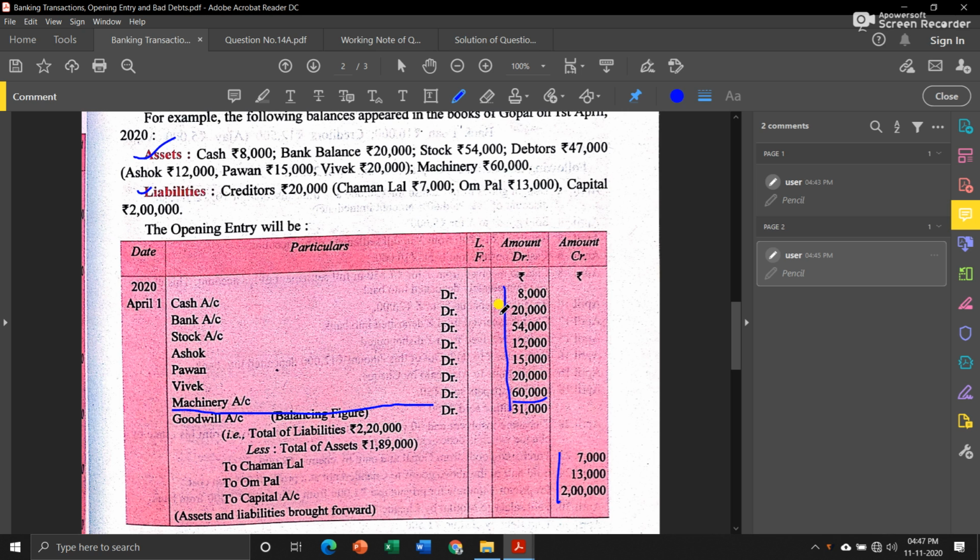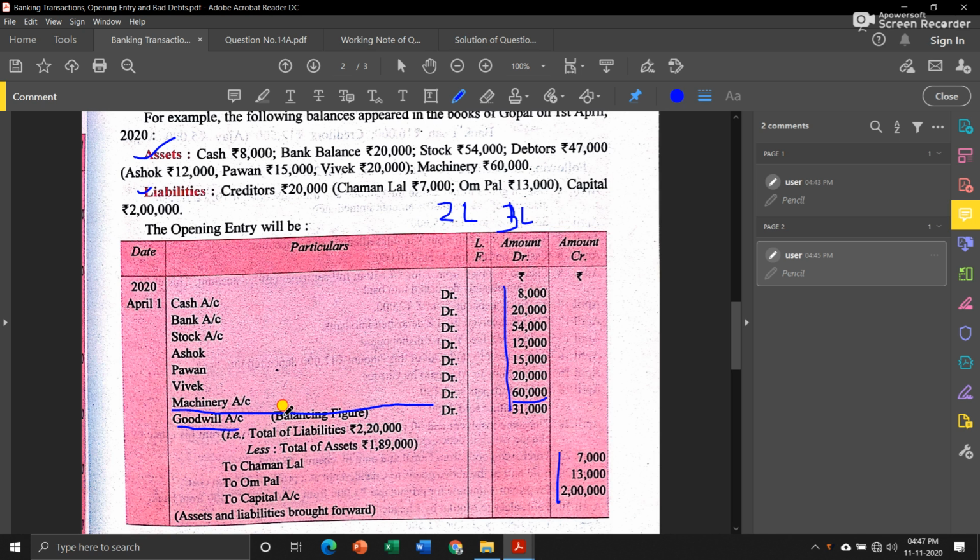Suppose in this question, let's say for example, we got the asset side as 2 lakh rupees total, and the credit side we got 3 lakh. This is an example only I'm taking. Asset side we got 2 lakh and liability side we got 3 lakh. Clearly the asset side is lesser than liability, so in order to match these two, we will find out the difference, which is 1 lakh, and that 1 lakh we will write on the asset side as goodwill account.